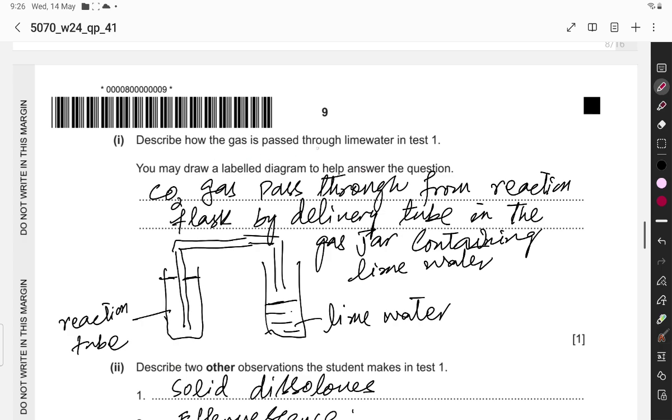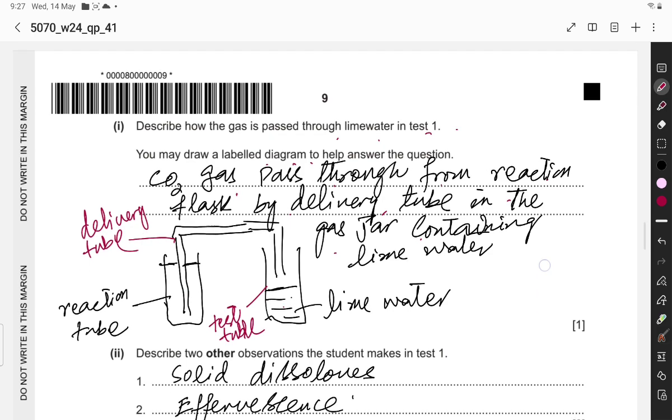Describe how the gas passes through lime water in test 1. You may draw a labelled diagram to help answer the question. Carbon dioxide gas passes from the reaction flask by delivery tube into the gas jar containing lime water. So lime water turns milky. This is the reaction tube and this is the delivery tube, and this is another test tube containing lime water. Lime water turns milky when carbon dioxide gas passes through this delivery tube into the test tube which contains lime water.